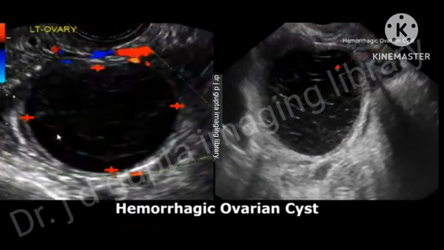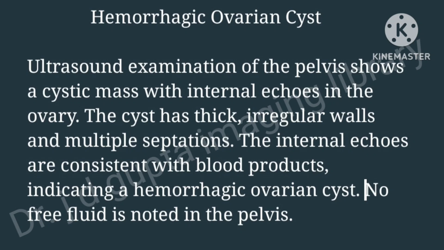Next one, talk about hemorrhagic ovarian cyst. Ultrasound examination of the pelvis shows a cystic mass with internal echoes in the ovary. The cyst has thick, irregular walls and multiple septations. The internal echoes are consistent with blood products, indicating a hemorrhagic ovarian cyst. No free fluid is noted in the pelvis.